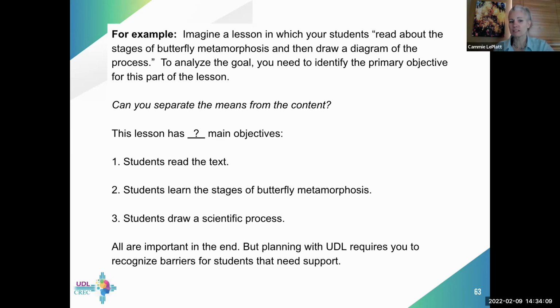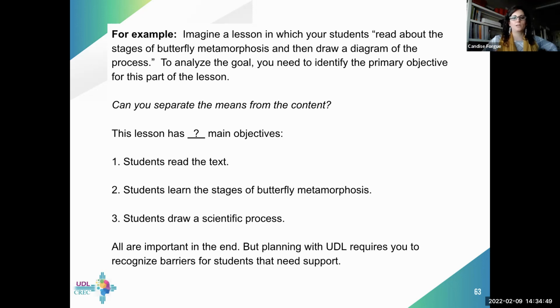So we don't have to limit it to just reading. And then we can focus on just learning the butterfly metamorphosis without having to draw a scientific process as the way to show what they've learned. Because now they can talk about butterfly metamorphosis or rap about it or sing about it or make a Flipgrid video about it or draw about it or create a craft about it to show that they've learned, right? Then we can go into how to draw the scientific process as a separate goal, separate lesson in that. And then they're learning all three of those, which meets the different standards in that.